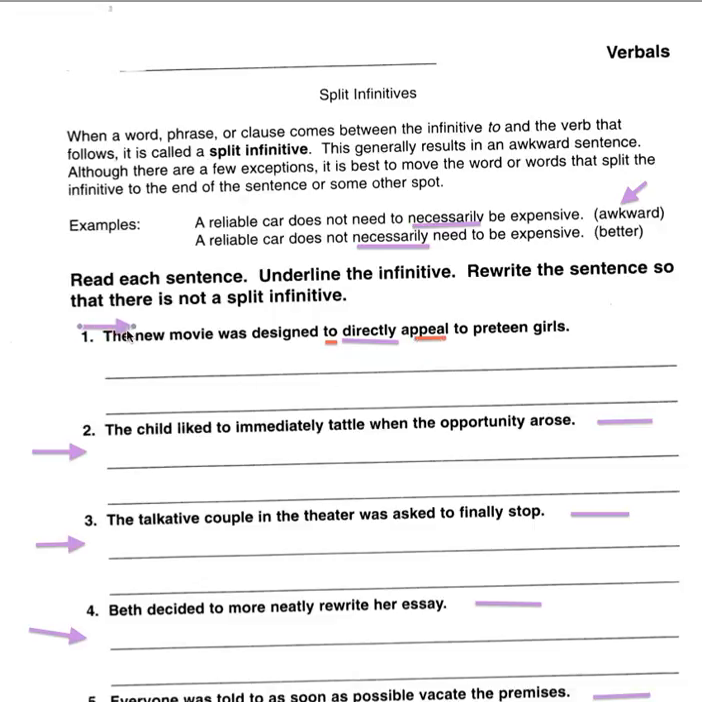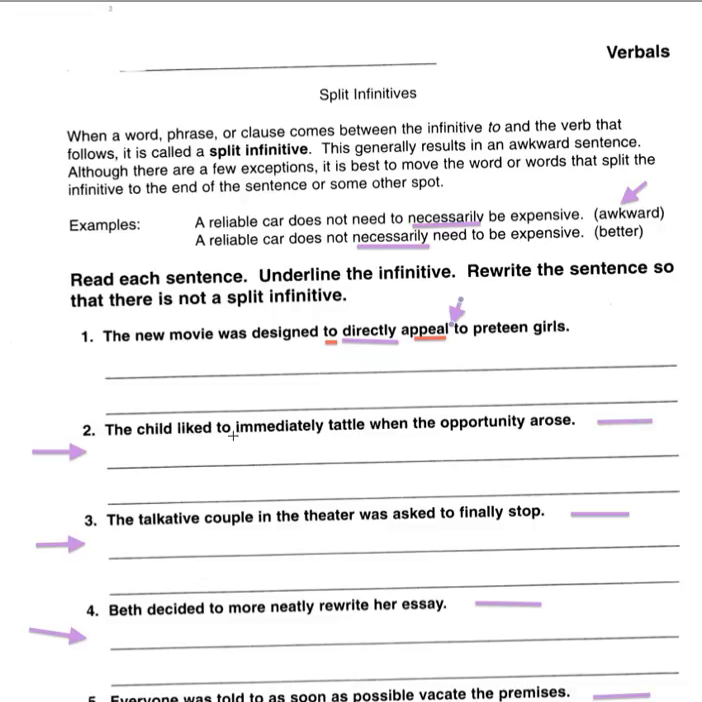So if we take this arrow, let's point to a better place. It was designed to appeal right here. I think we would be better off if we put that word directly, to appeal directly to preteen girls. So if you could underline your infinitive and take this word directly and draw an arrow over here, that's where directly would best make sense. All right, on to number 2. Are you following along? I'm not going too fast, I hope, am I?